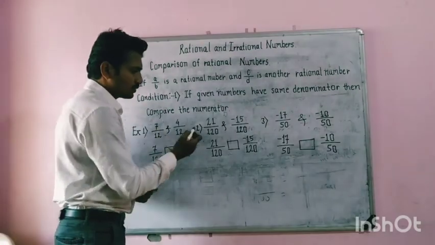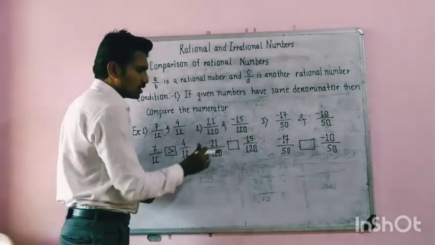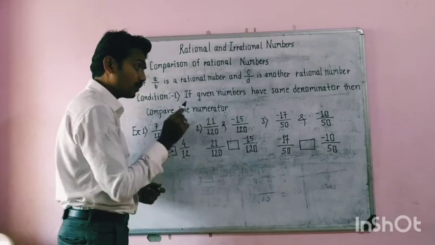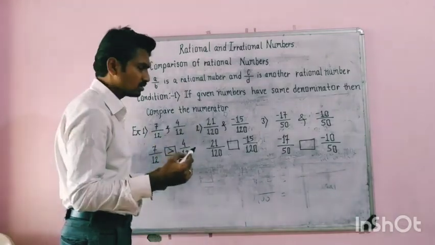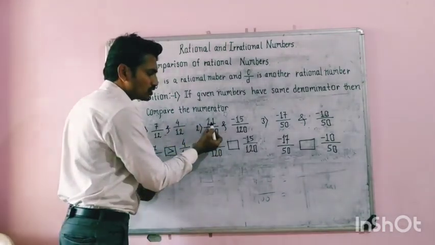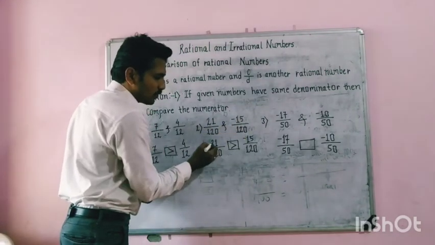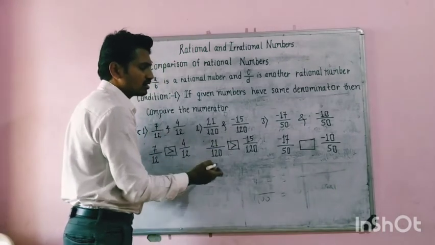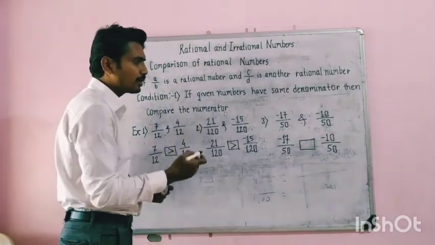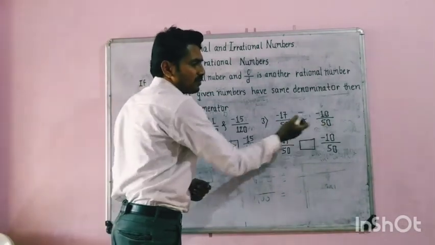Next one, 21 by 120 and negative 15 by 120. The denominator is the same, so we shall compare the numerators. But we have already seen the positive number is always greater than a negative number. So here positive 21 is greater than negative 15. So the number 21 by 120 is greater than negative 15 by 120. Next one, the last example, negative 17 by 50 and negative 10 by 50.